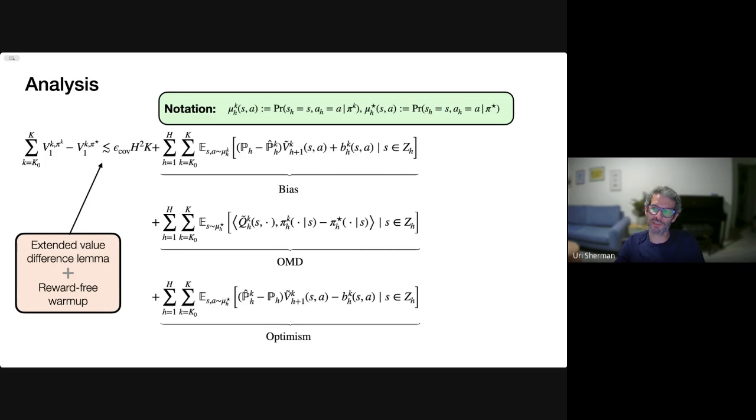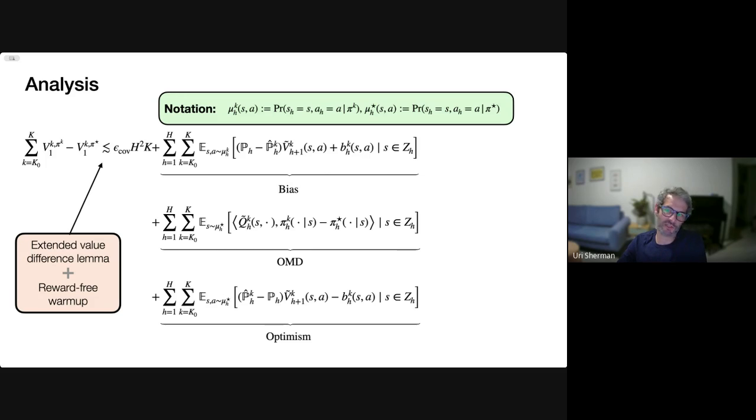And just a matter of notation, which I used here and didn't use before, the expectation is taken over the occupancy measure of the policies. So in one case, it will be the policy of the agent. This is mu superscript k. So this is the probability to get at time step H to state S, A, conditioned that we use pi k. And then the same goes for mu star, but it stands for the occupancy measure of the benchmark policy pi star.